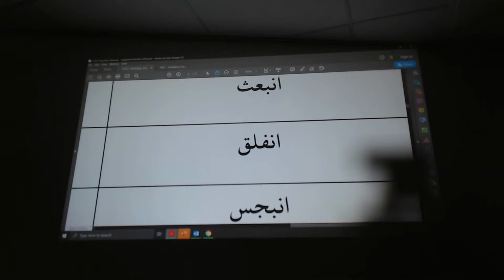Let's do that again because half of you lost it on the mudari. Again, let's go. انفلق ينفلق انفلاقا فهو منفلق. Straight, ignore the passive, مجهول, go to أمر. الأمر منه انفلق والنهي عنه لا تنفلق والظرف منه منفلق.